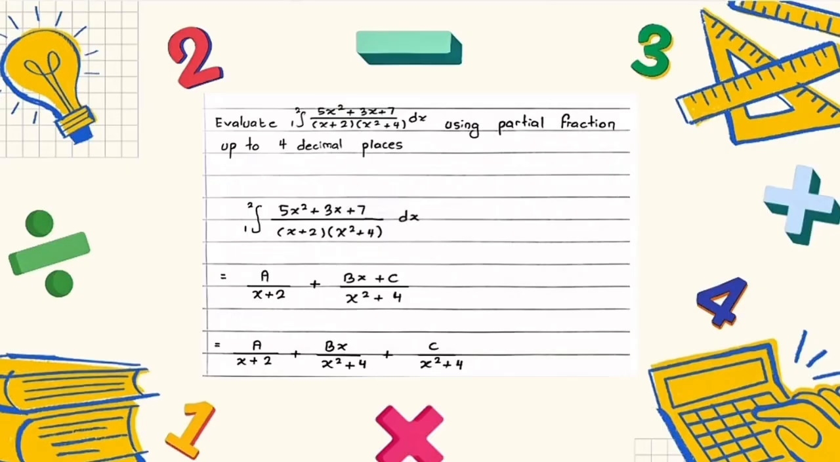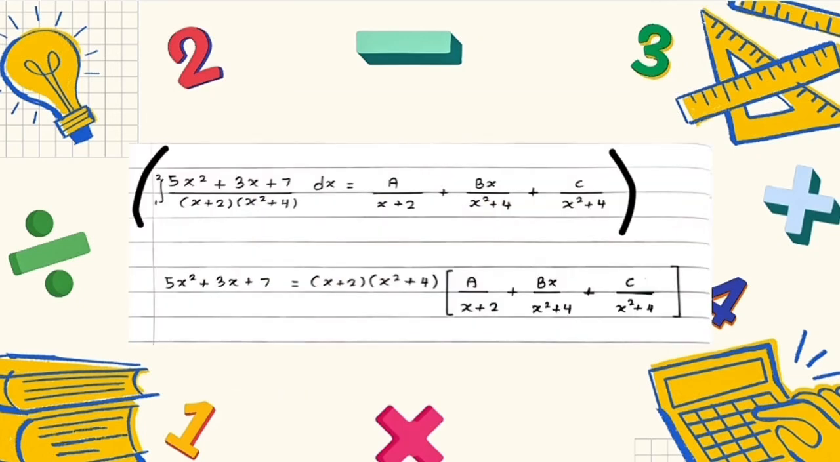For the next question, we need to evaluate this equation using partial fractions up to 4 decimal places. First of all, we need to set up the partial fraction decomposition by finding the constant and linear terms. Take a look at this. We get 5x squared as the numerator, while 2x plus 7 goes over x squared plus 4. As for the linear factor, we separate x plus 2 with a constant a, and x squared plus 4 with constants bx plus c.